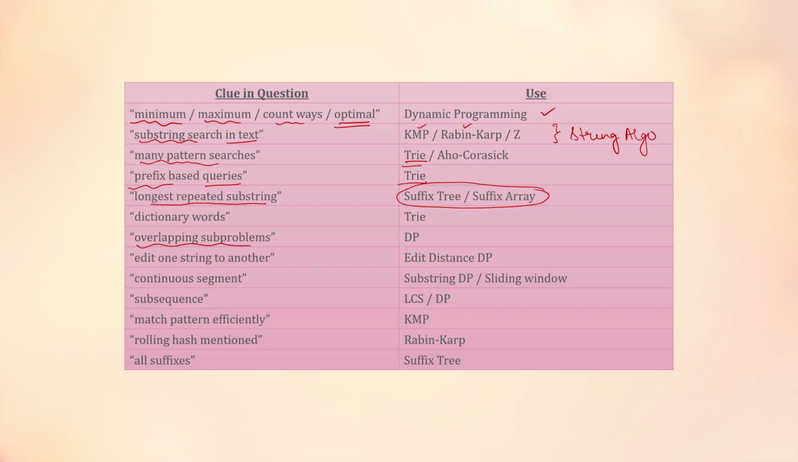Overlapping subproblems, we use DP, dynamic programming. Edit one string to another, edit distance DP. Continuous segment substring DP. Similarly, we can see when we talk about suffixes, suffix tree, rolling hash, we see in Rabin-Karp as it uses the concept of hashing. Matches pattern efficiently, then we use Knuth-Morris-Pratt. And then is a subsequence, where you use longest common subsequence.